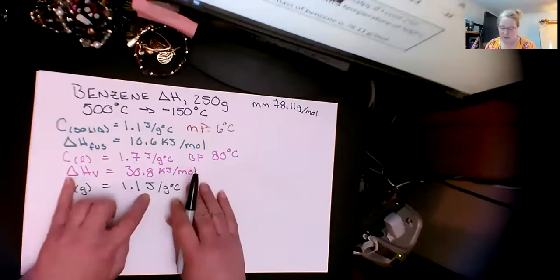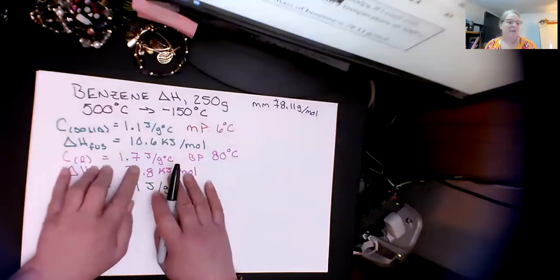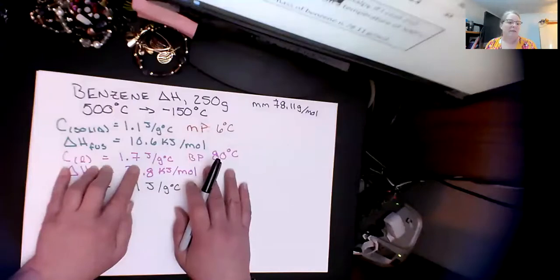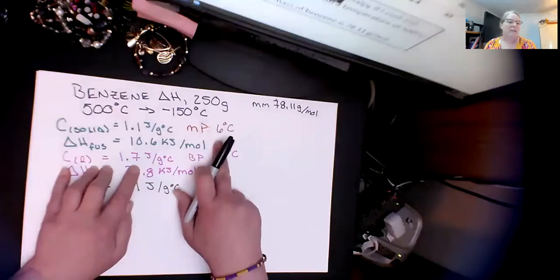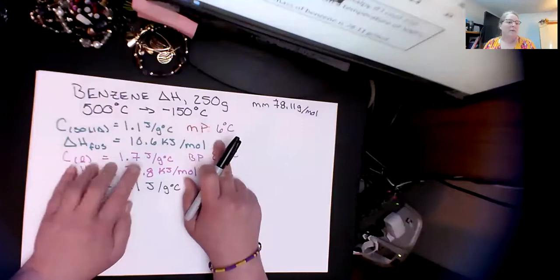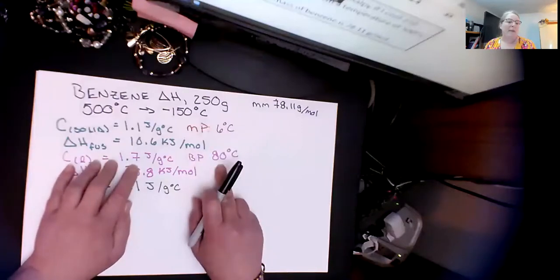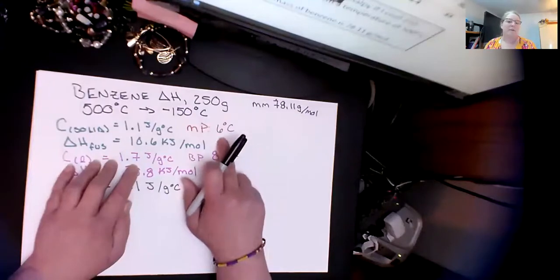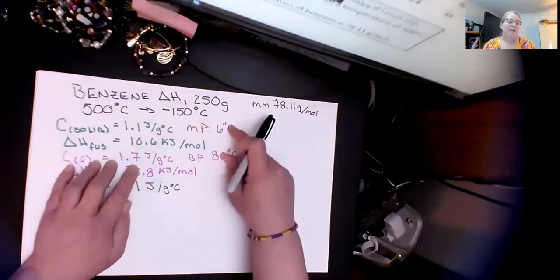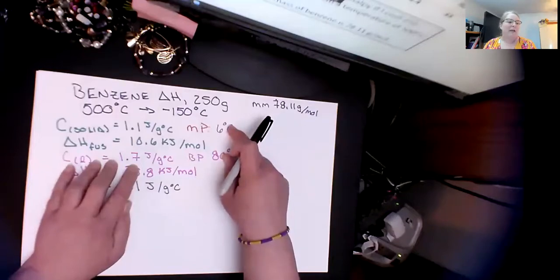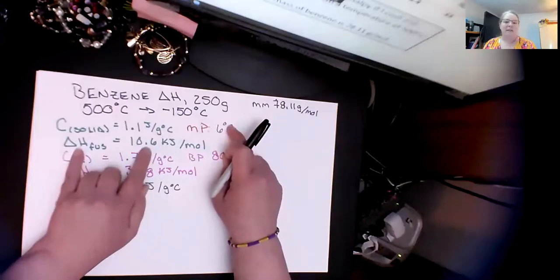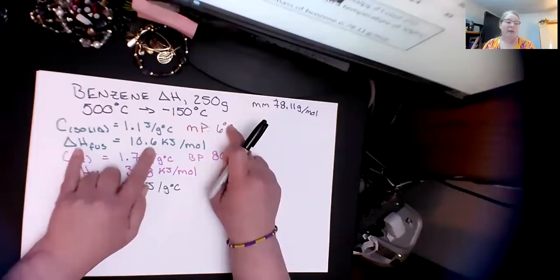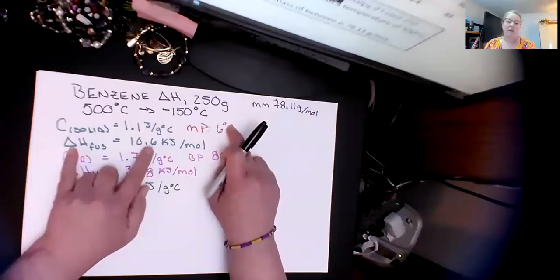Then the next thing I'm going to do is, okay, now I'm in liquid phase, and that's at 80 degrees C all the way to 6 degrees C. So my specific heat of liquid will go from 80, not 79, from 80 to 6 degrees. So that temperature range, then, I will be in a liquid. At 6 degrees C, now I'm going to convert to my solid. So this is the delta H of fusion. So it goes for if I'm melting or solidifying.